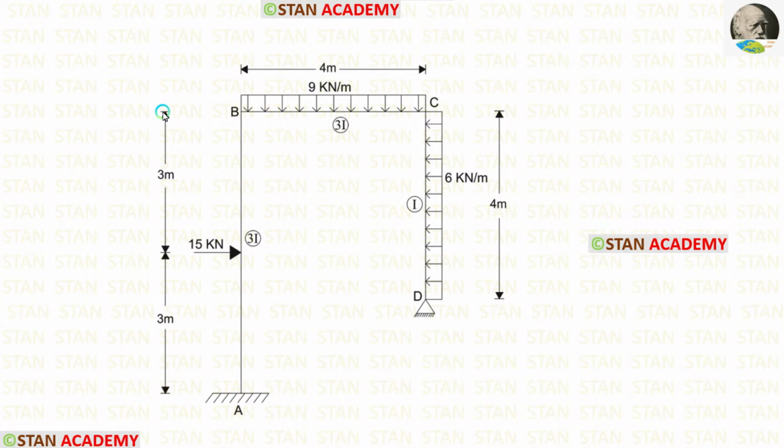Height of column AB is 6 meter. Height of column CD is 4 meter. Length of the beam BC is 4 meter. The moment of inertia for the column AB is 3I. For the beam BC is 3I. And for the column CD is I.